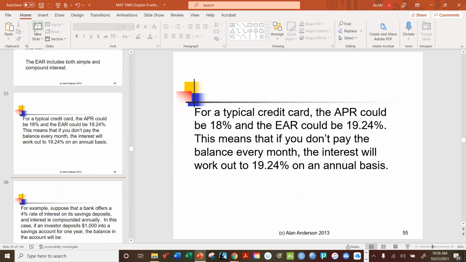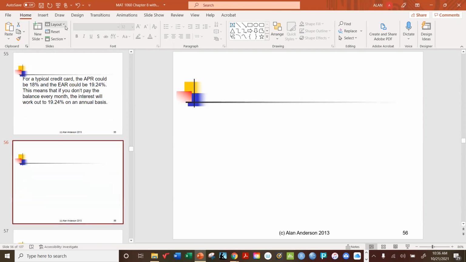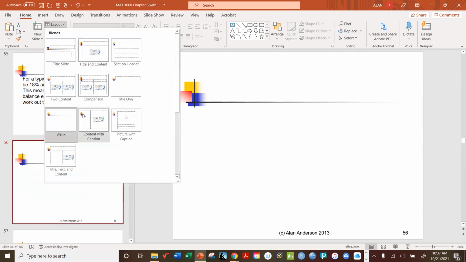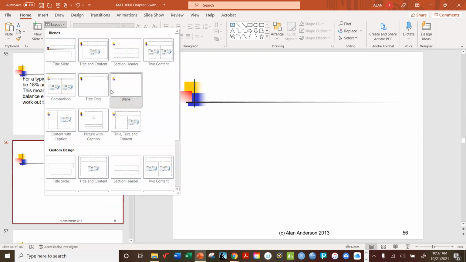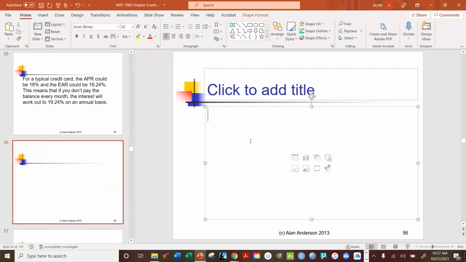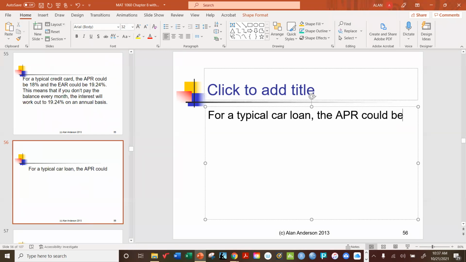Now, if instead, let's say, for a typical car loan, the APR could be, let's say, 6%, while the EAR might be, let's say, 6.24%.